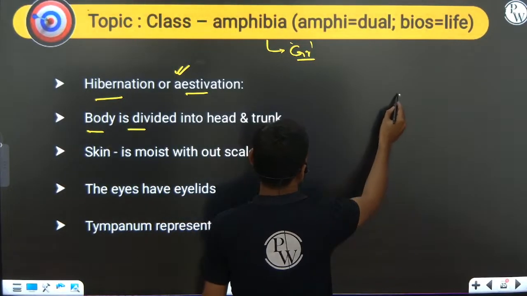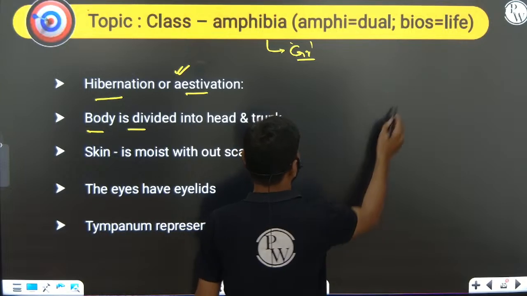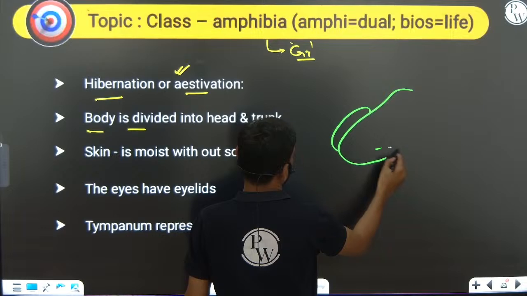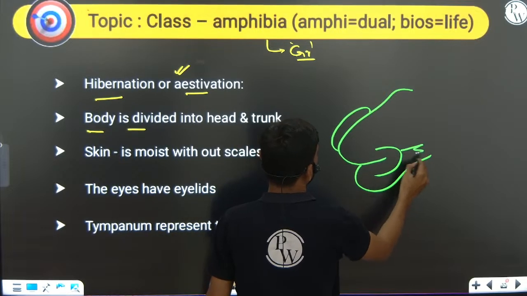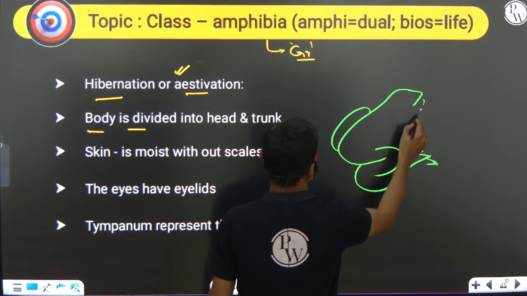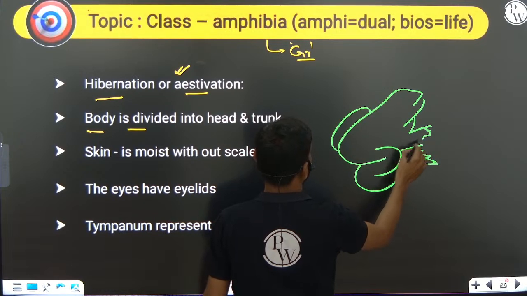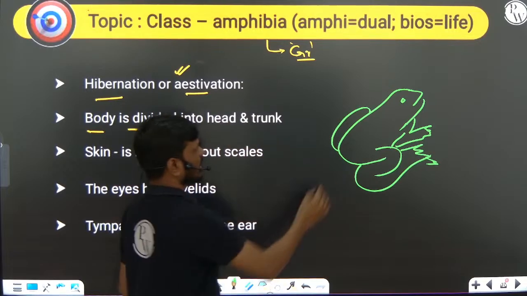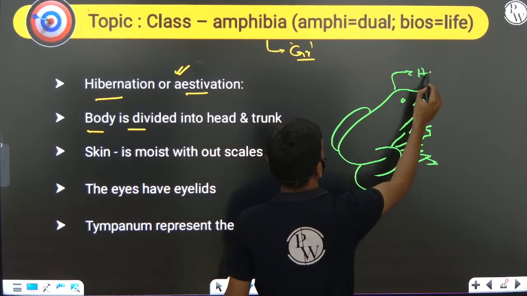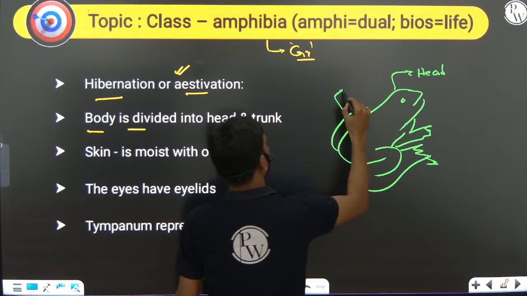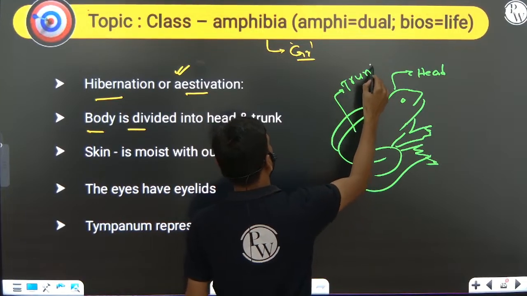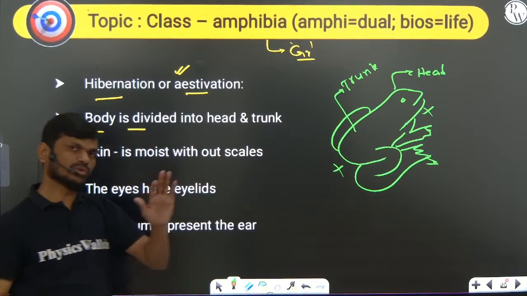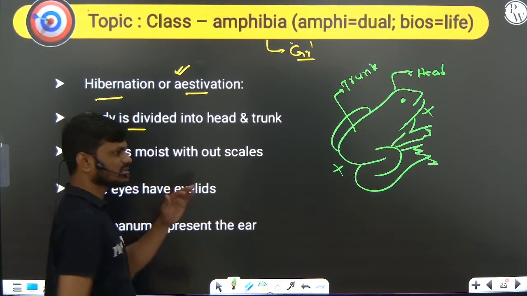In this animal, the body is divided into head and trunk. Neck absent, tail absent. No neck, no tail, but tail is present in some animals.